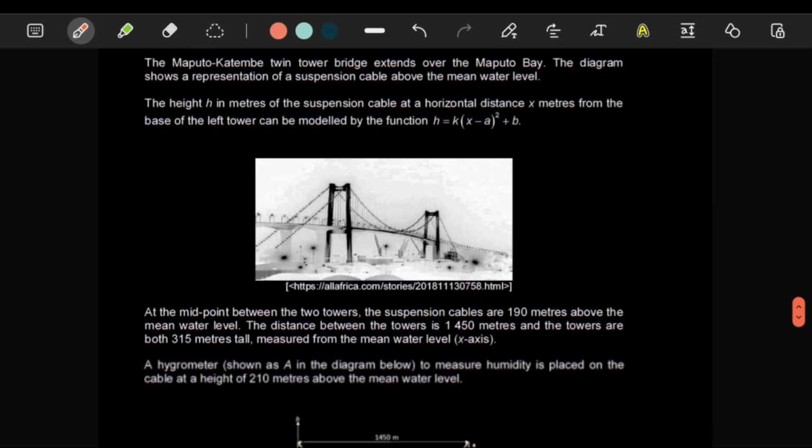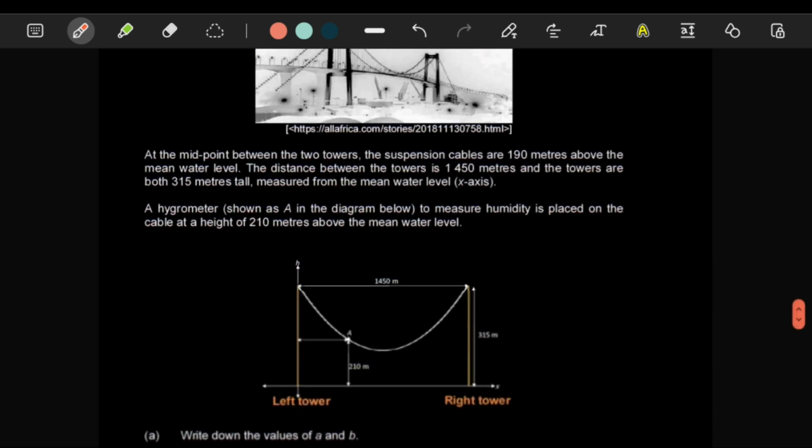Question number 9. What does it say? It says the Maputo Katembe Twin Tower Bridge extends over the Maputo Bay. Okay. Then it says the diagram shows a representation of a suspension cable above the mean water level.